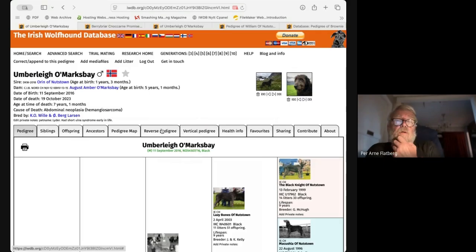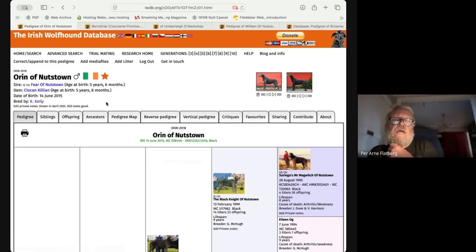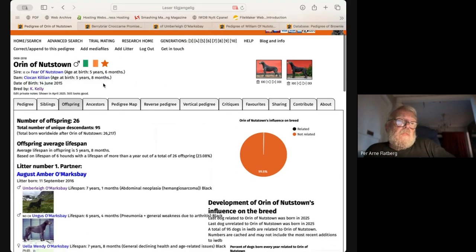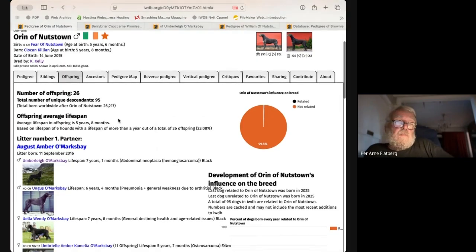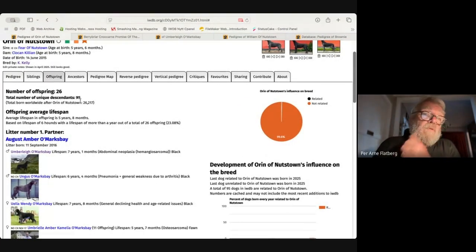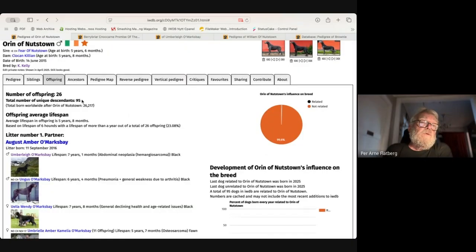These panes here all give different types of information about Lyder, but I'll just switch to his sire, I think, because he had offspring, Lyder did not. And I think I'll just start with the offspring tab, because we'll find quite some interesting information here. I'll just expand it.